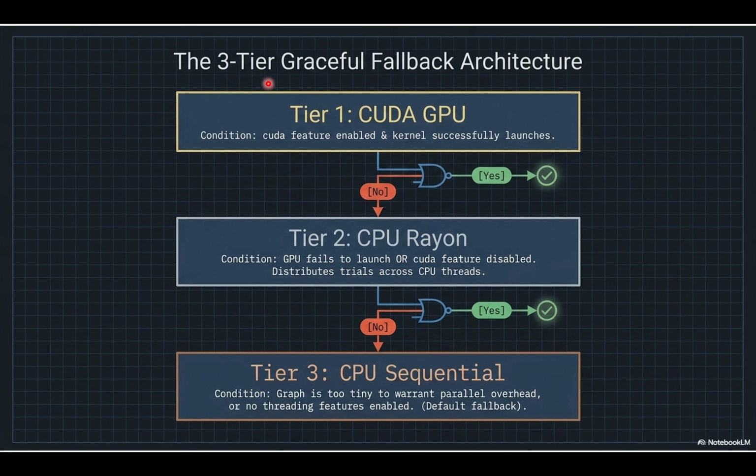Right. And then if the user is running a tiny graph or explicitly wants to run a pure bare bones execution, that triggers Tier 3, the CPU sequential fallback. It executes the trials one by one on a single CPU thread. The trusty glider mechanism. It's slower, but it's guaranteed to arrive. It never just falls out of the sky like the Python script would. It actively diagnoses its environment and routes the workload accordingly.